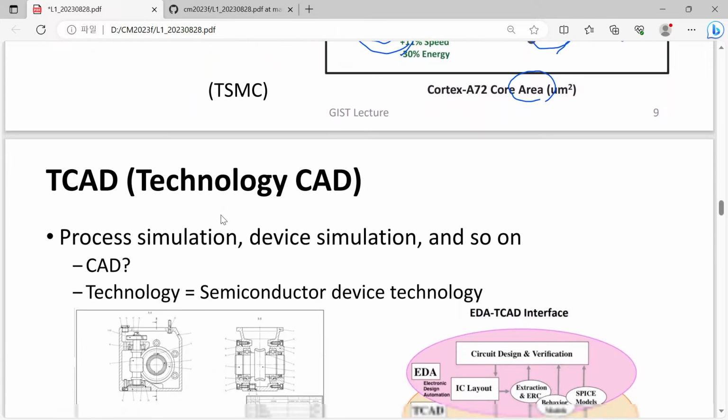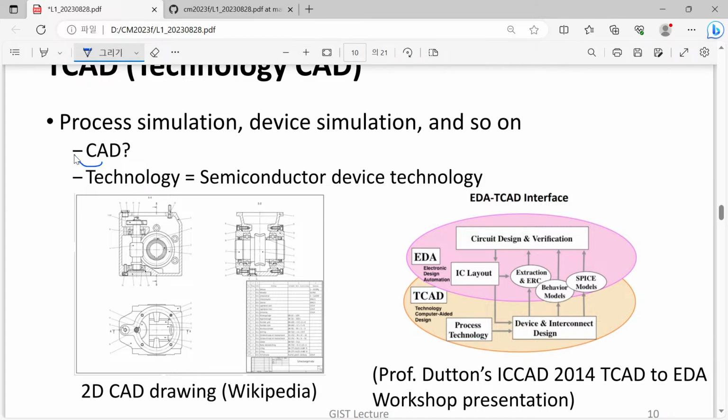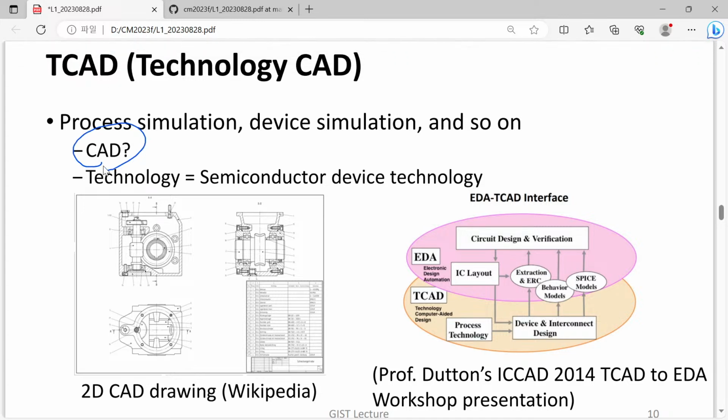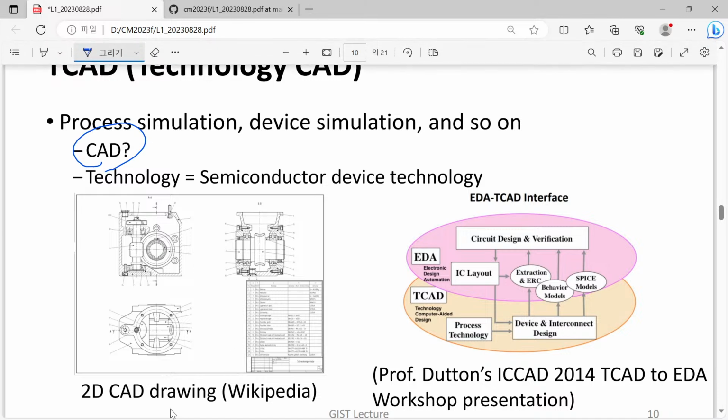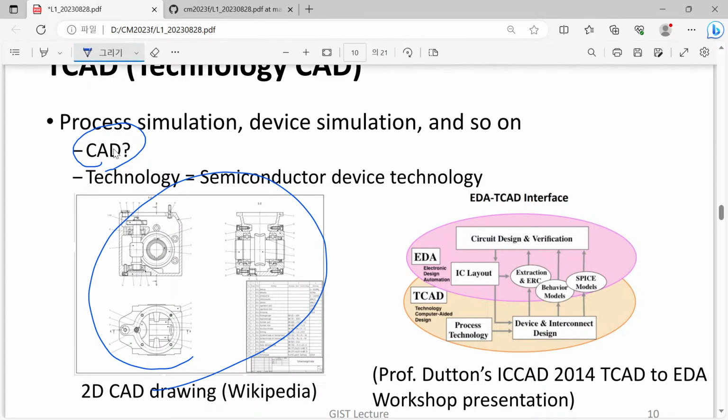So in this sense, we are talking about technology CAD, technology computer aided design. Initially the CAD is not for electrical engineering. CAD is, for example, this kind of thing, a traditional CAD. If you have a certain mechanical structure or buildings, airplane, then they have complicated shapes. So using the computer, they design these complicated components or parts. That was the original meaning of CAD.